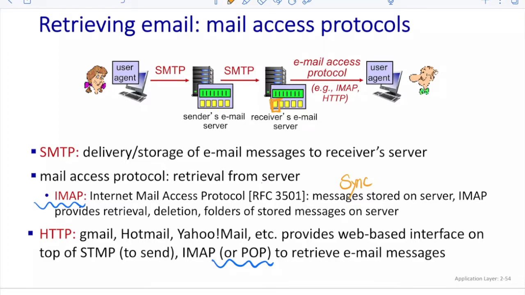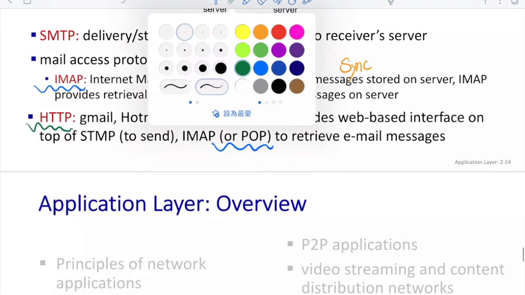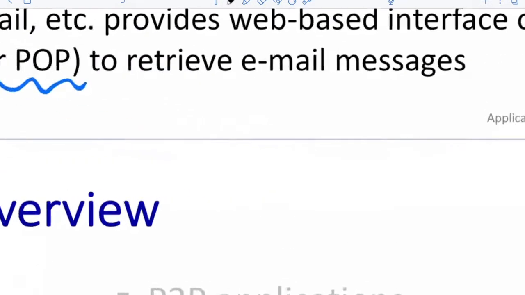But as I said, currently sometimes we don't use an IMAP agent or POP agent to receive email messages. Currently, maybe the most popular way to receive mail is by using your browser. So let's take a look at this figure.